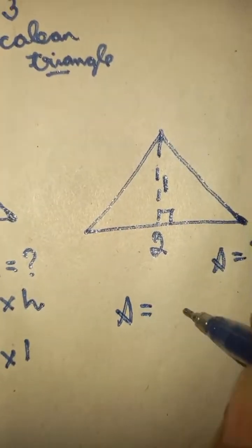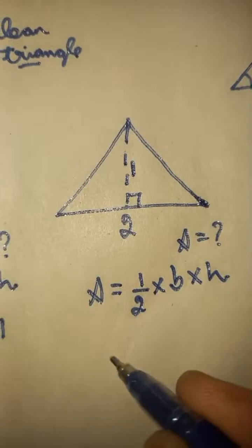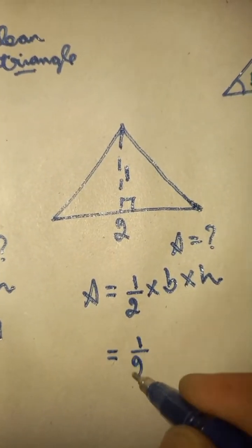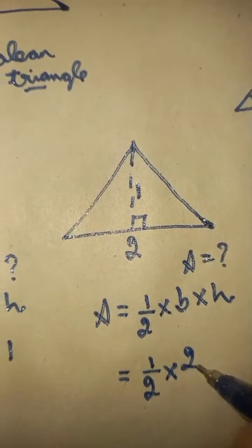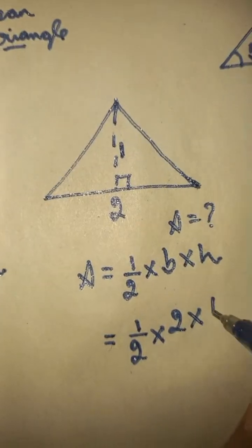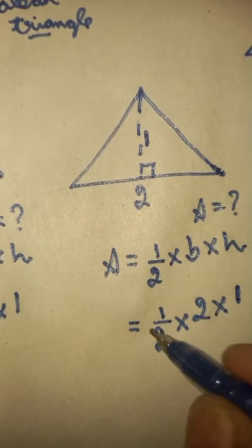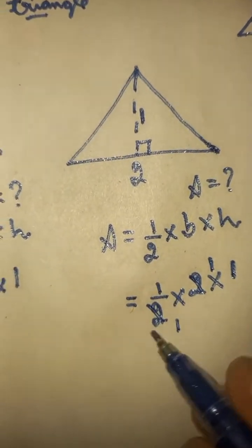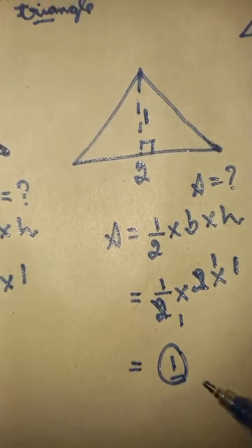The area of the triangle here is half times base times perpendicular height. Here also it is half times, this is the base, which is 2 units, times this is the perpendicular height, which is 1 unit. Now you can divide the denominator and numerator. 2 ones are 2, so 1 times 1 times 1 is 1 square unit.